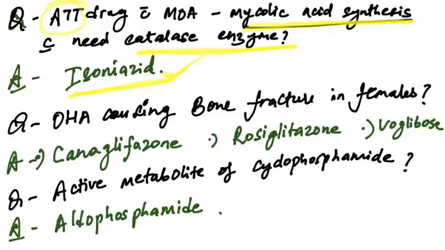Now, OHA causing bone fracture in females. The glitazones cause bone fractures in females. The option was canagliflozin, but the glitazones cause bone fractures, not canagliflozin or voglibose. These are not the correct answer. The answer is glitazone. Now, the active metabolite of cyclophosphamide. The active metabolite of cyclophosphamide is aldophosphamide.